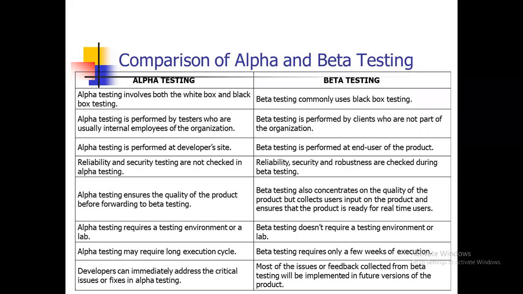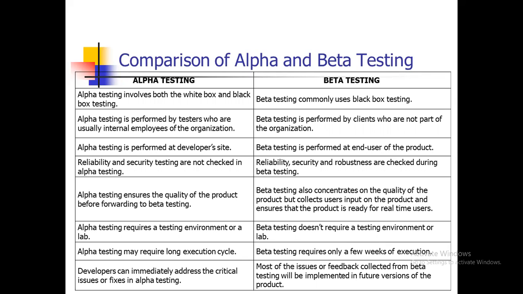Alpha testing is performed at the developer side, and beta testing is performed by the end user of the product. Alpha testing is sometimes also performed by an independent testing team. Beta testing, since it is performed on the customer side in a live environment, is also called live testing. Alpha testing is not open to the market and the public, and beta testing is always open to the market and public. Alpha testing requires a testing environment or a lab. Beta testing doesn't require a testing environment or a lab.